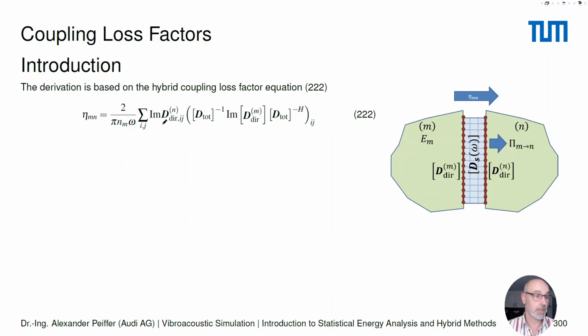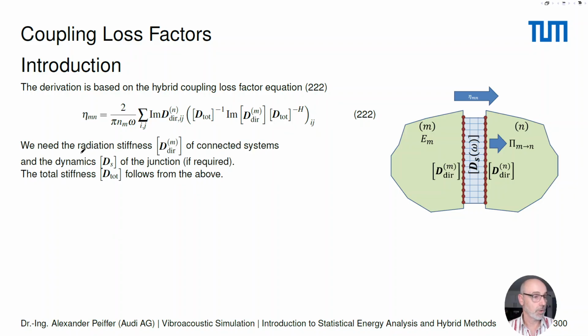You need the radiation stiffness of the receiving system for a coupling loss factor from M to N, the radiation stiffness of the sending system, here using the diffuse field reciprocity, and the total stiffness, which is a combination of all those matrices, both radiation stiffness matrices and the matrix that describes the structural, or let's say the deterministic system in the middle, if there is one.